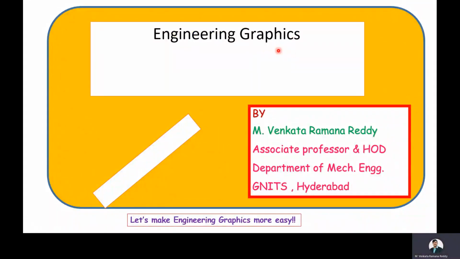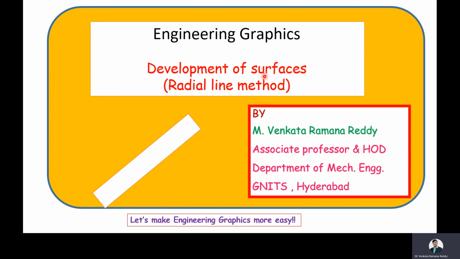Welcome to the discussion on the subject Engineering Graphics. Under Engineering Graphics, we are going to discuss a topic on development of surfaces. Under development of surfaces, we are going to solve a problem on radial line method. This is the fourth solved problem we are discussing under radial line method under the topic of development of surfaces. Now we will enter into the problem.